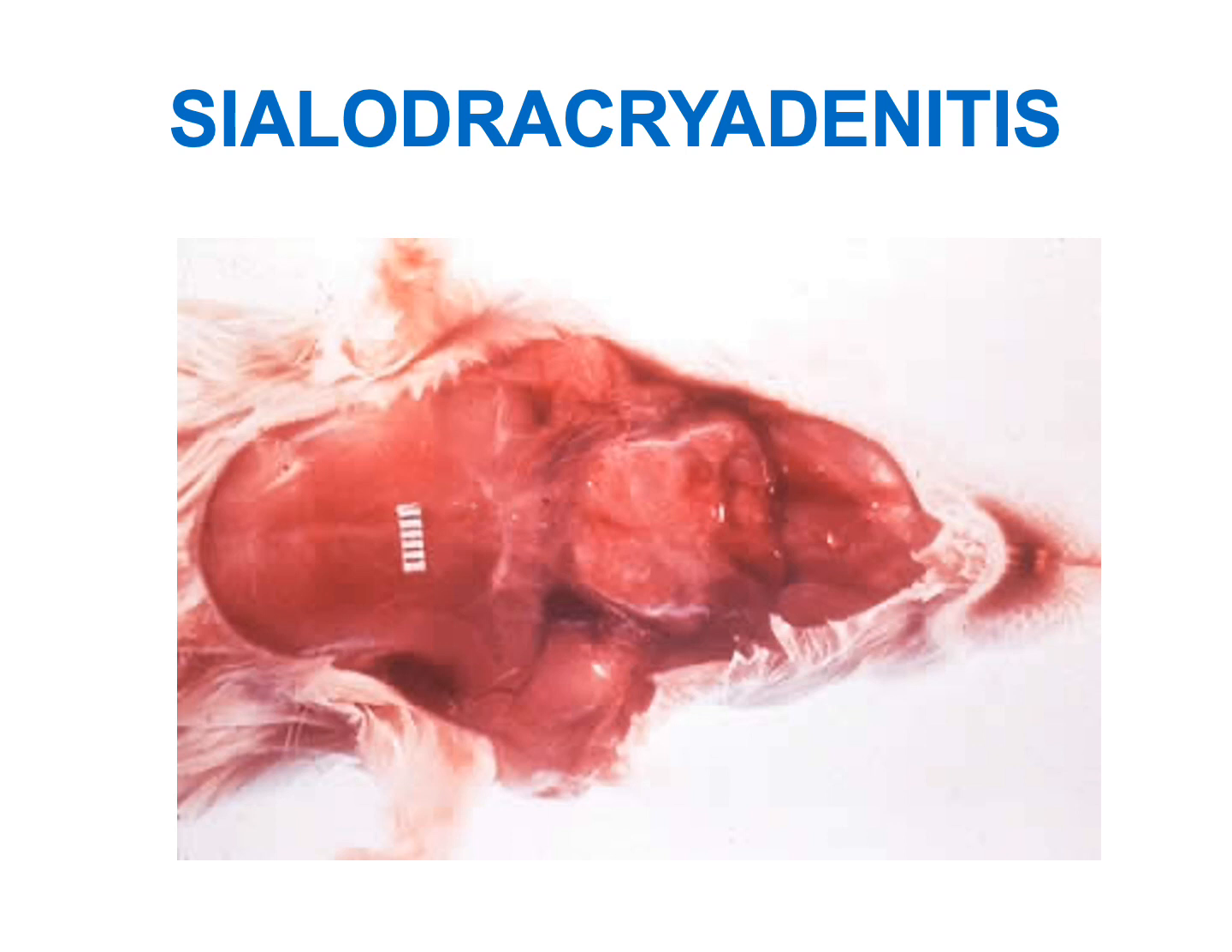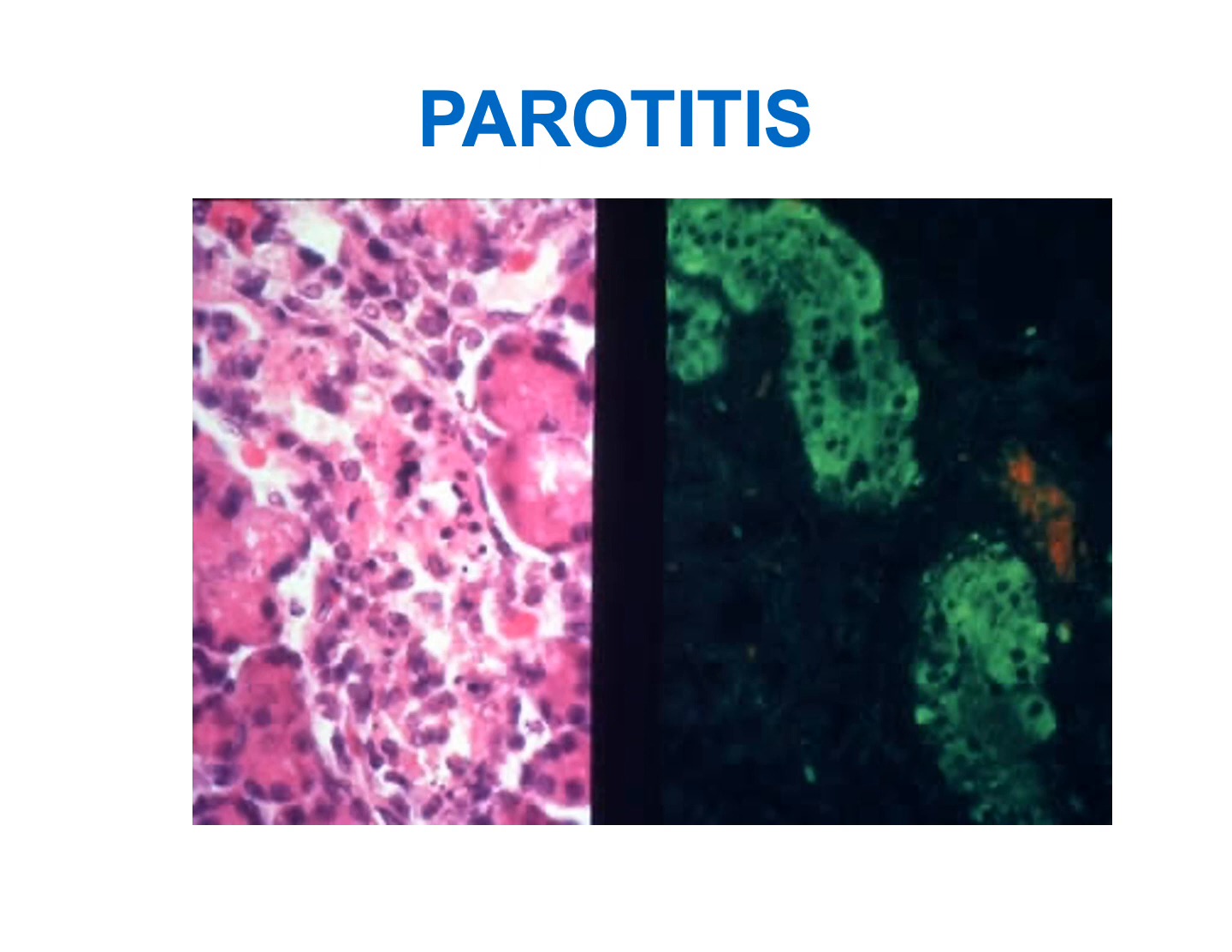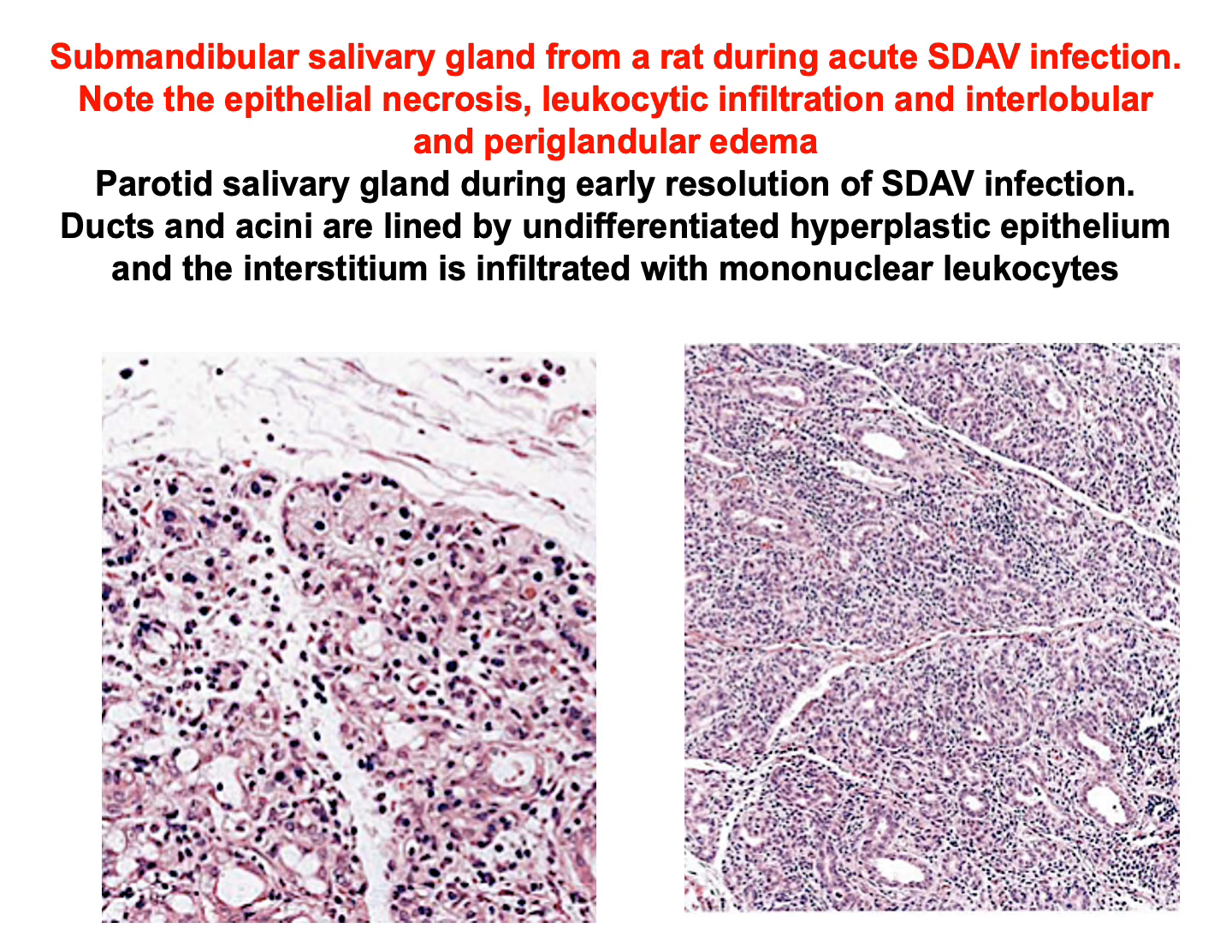And the next picture shows us a histological picture of the parotid with the virus particles. In the next picture, you can see the two phases of the disease. On the left side, you can see phase 1, submandibular salivary gland from a rat during acute SDAV infection. Note the epithelial necrosis, leukocytic infiltration, and interlobular and periglandular edema. Parotid salivary gland during early resolution of SDAV infection shows you phase 2 on your right.